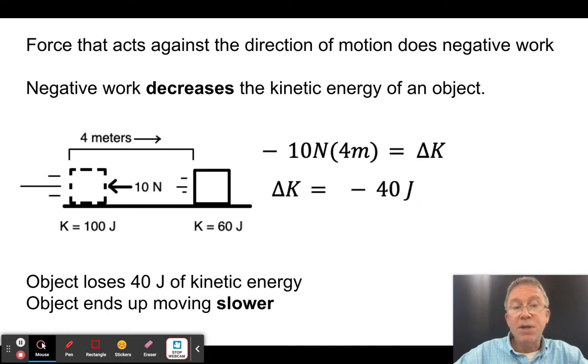Since the force is being applied opposite the direction of motion, it's clearly going to cause it to slow down and lose kinetic energy. So it goes from having 100 joules, I did 40 joules worth of negative work. So I'm going to take away 40 joules. It now has 60 joules. And from that, if I know its mass at least, I could calculate its speed using the equation.